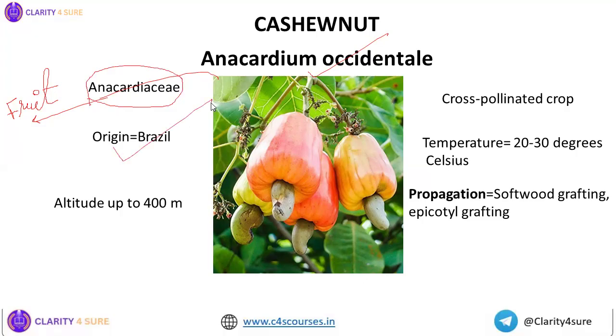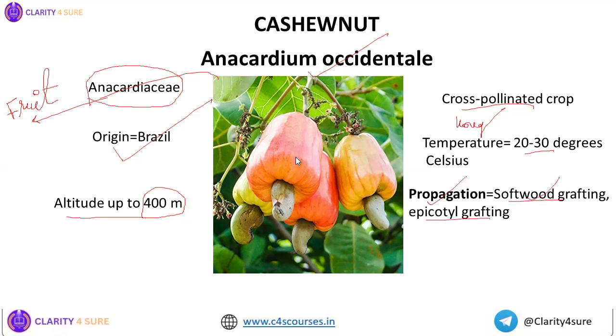Next, let us talk about cashew. Its origin is Brazil, and cashew can be grown up to an altitude of 400 meters. Cashew is a cross-pollinated crop, and it is mainly pollinated by honeybees. The optimum temperature it can tolerate is 20 to 30 degrees centigrade. Propagation of cashew is by softwood grafting and epicotyl grafting, wherein softwood grafting is most preferred.